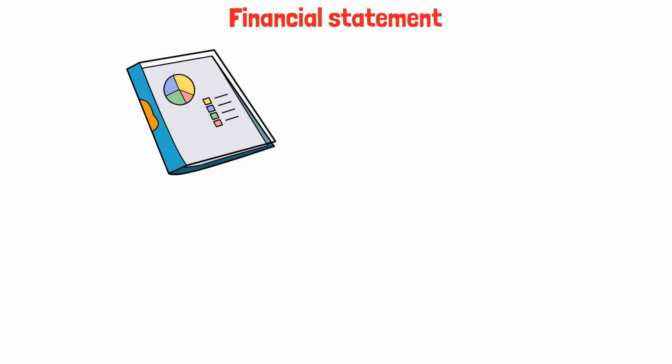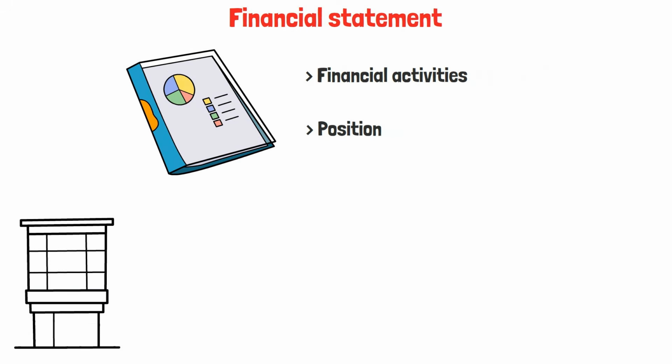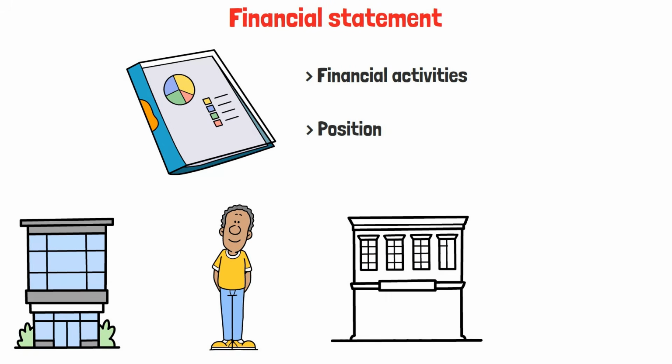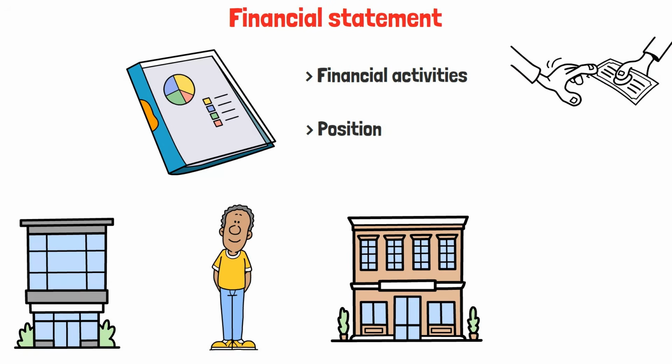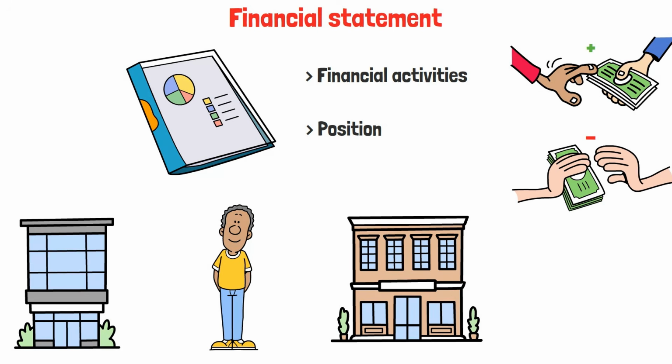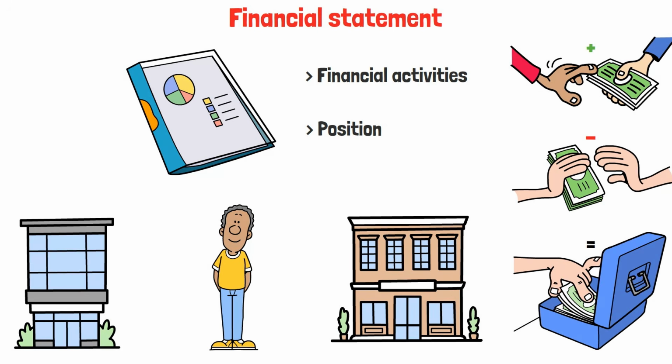A financial statement is a formal record of the financial activities and position of a business, a person, or an entity. In short, it tells you how much money is coming in, how much is going out, and what the overall financial health looks like.